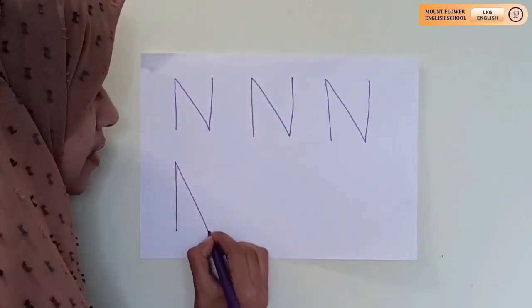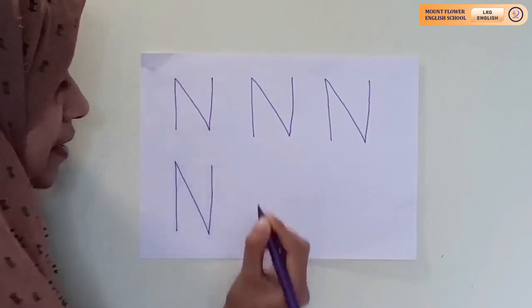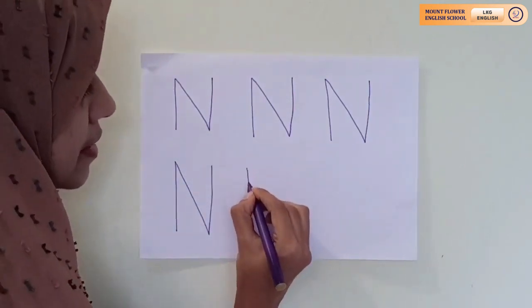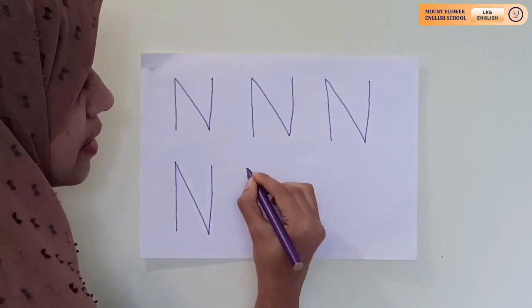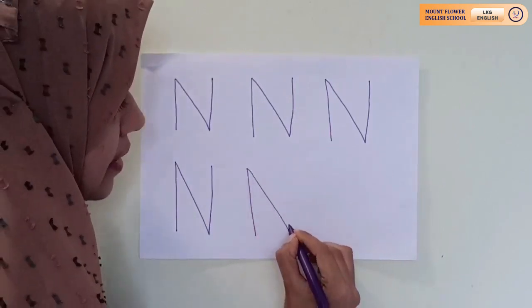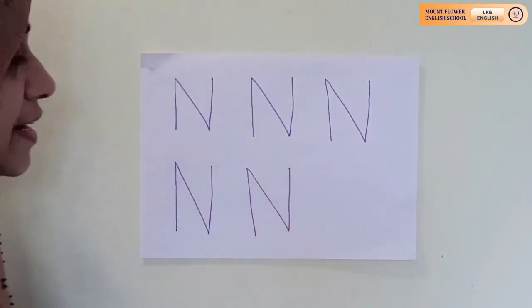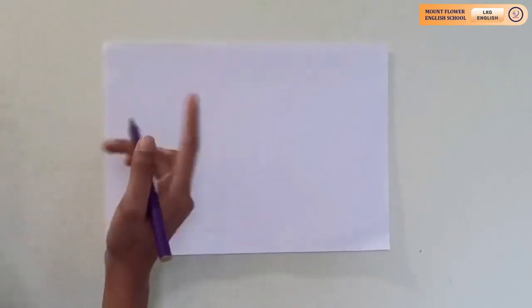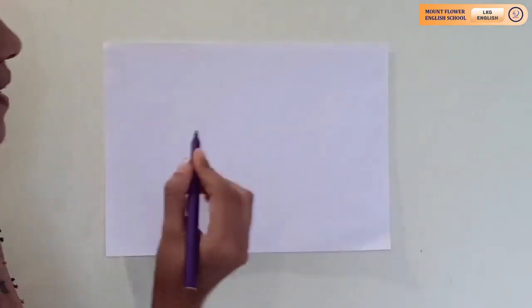Standing line, slanting line, standing line. Letter N. Now teacher will show you how to write small letter N.